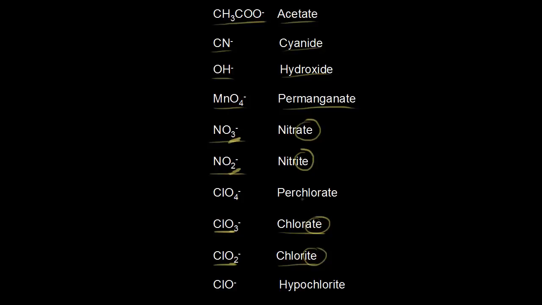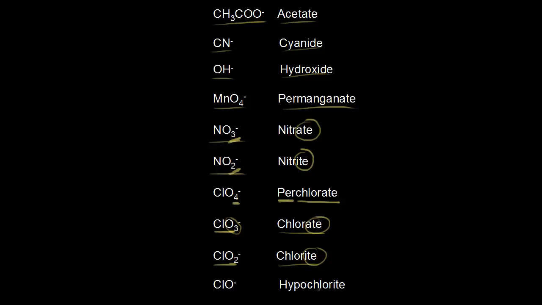What about perchlorate, right? So here we have chlorate, but we've added on a prefix this time, and the prefix per means 1 more oxygen. So perchlorate means 1 more oxygen than chlorate. Chlorate had 3 oxygens, right? And for perchlorate, we add 1 on and we get 4. So perchlorate is ClO4 minus.